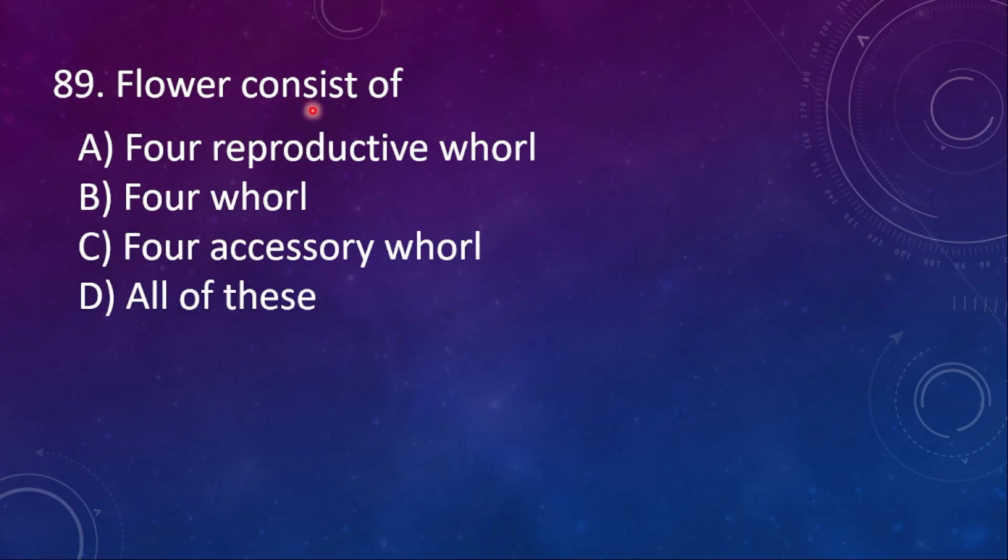89. Flower consists of A. 4 reproductive whorls, B. 4 whorls, C. 4 accessory whorls, D. all of this. Flower consists of 4 whorls. They won't consist of 4 reproductive whorls. They consist of only 2 reproductive whorls, that is androecium and gynoecium. So here the option given is wrong. Make it option B, 4 whorls.